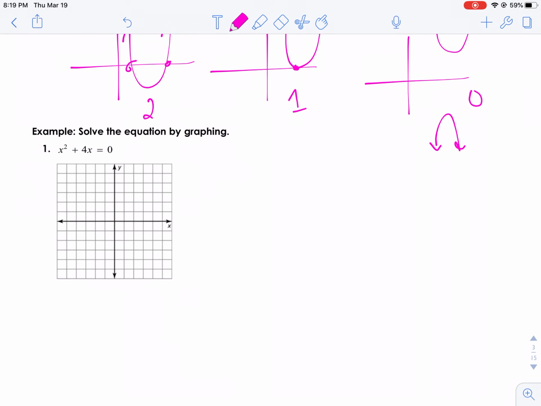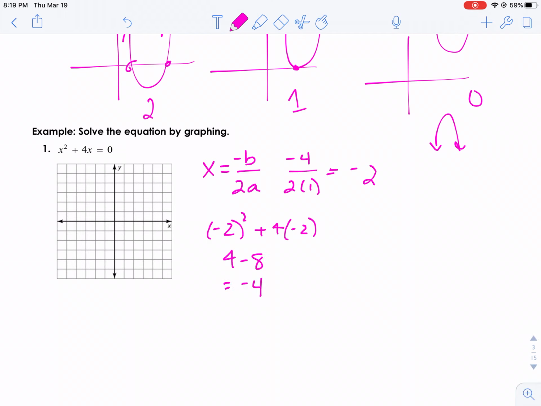So in the first one, we have x squared plus 4x equals 0. So these are in standard form, so we're going to start by taking our axis of symmetry, so negative b over 2a. So that would be negative 4 over 2 times 1, which would give us negative 2. When we substitute that in, we would have negative 2 squared plus 4 times negative 2. That gives us 4 minus 8, so negative 4. So we would have our table. Our vertex is negative 2, negative 4.